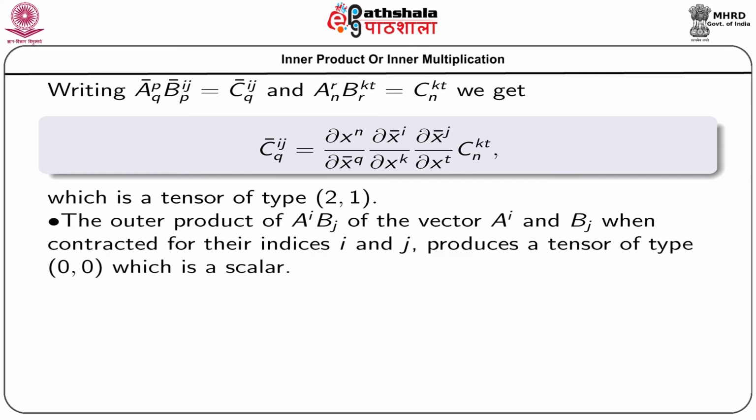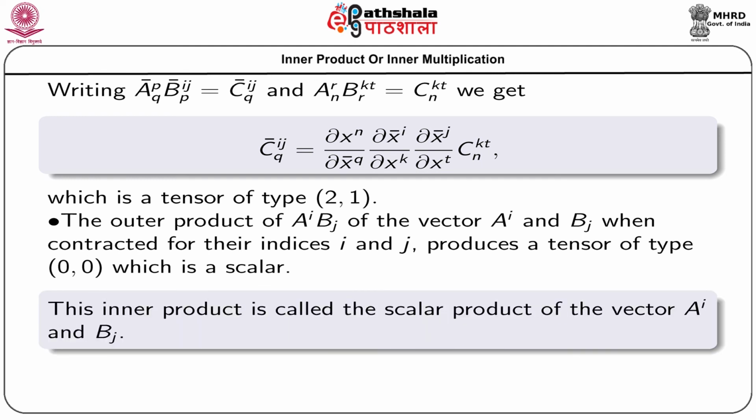The outer product of a contravariant vector A^i and a covariant vector B_j, when contracted for their indices i and j, produces a tensor of type 0-0, which is a scalar, and that is why the work done is a scalar quantity. We can easily see that it is a scalar quantity. This inner product is called the scalar product of the vectors A^i and B_j, which is the generalization of the dot product of vectors.